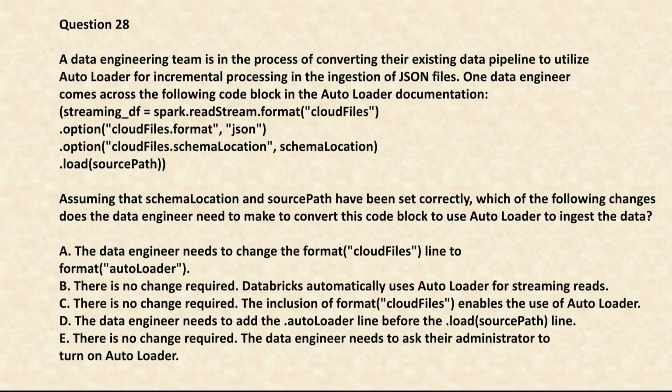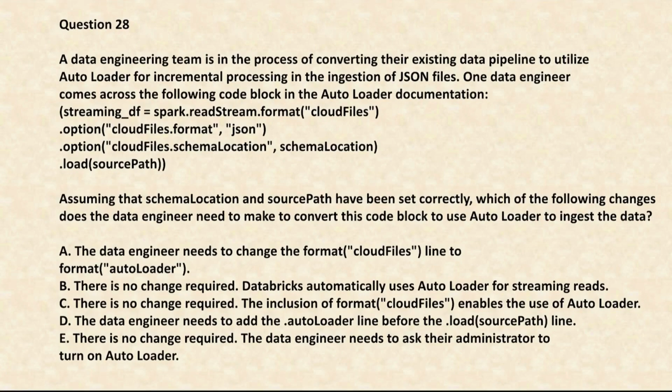A data engineering team is in the process of converting their existing data pipeline to utilize autoloader for incremental processing in the ingestion of JSON files. One data engineer comes across the following code block in the autoloader documentation. Assuming that the schema location and source path have been set correctly, which of the following changes does the data engineer need to make to convert this code block to use autoloader to ingest the data?